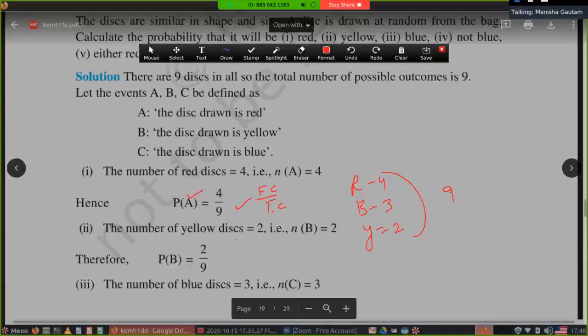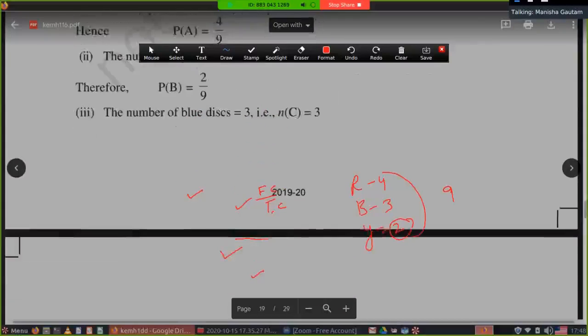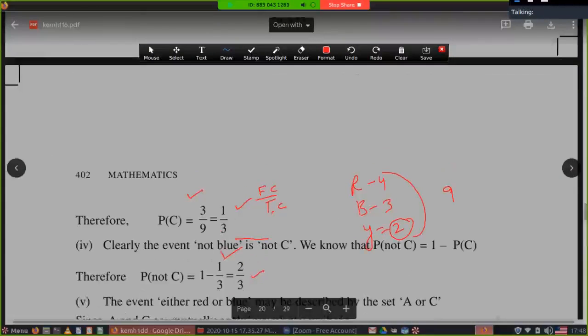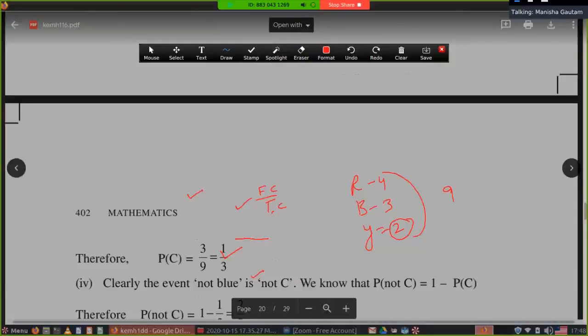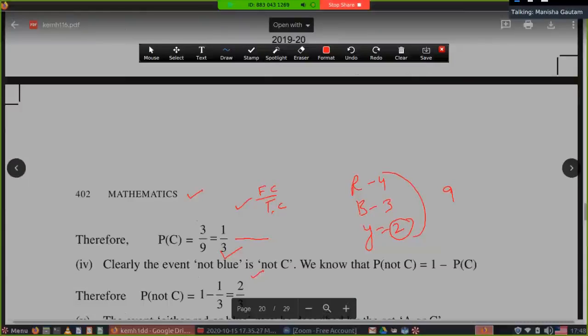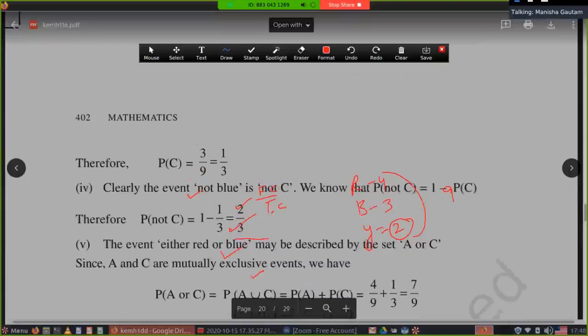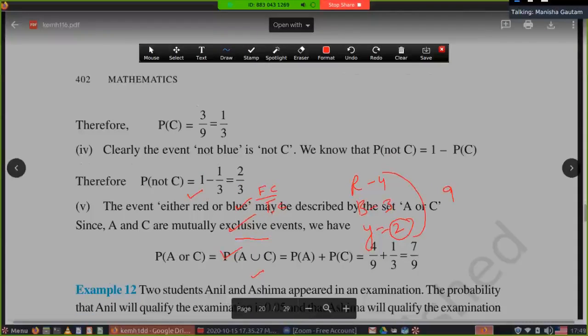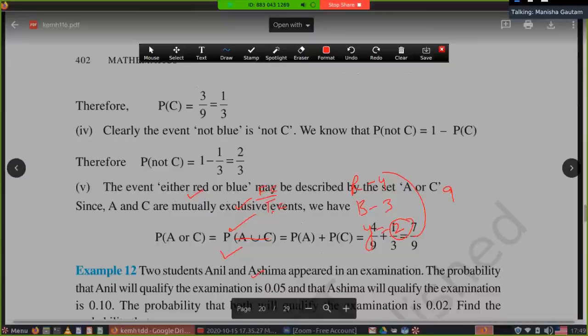Probability of yellow discs: there are 2, so the probability will be 2 upon 9. Blue discs are 3, so 3 upon 9 is the probability of blue. This is 3 upon 9, or 1 upon 3 you can write. Now the fourth part is not blue.